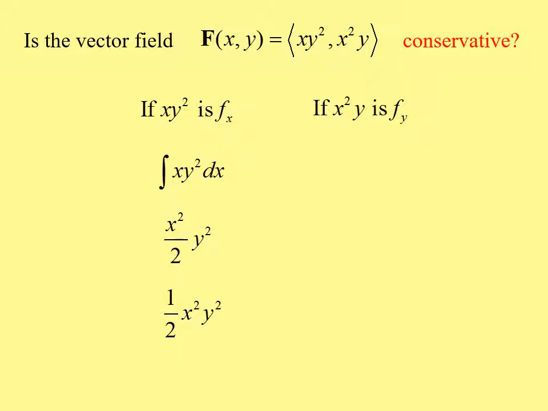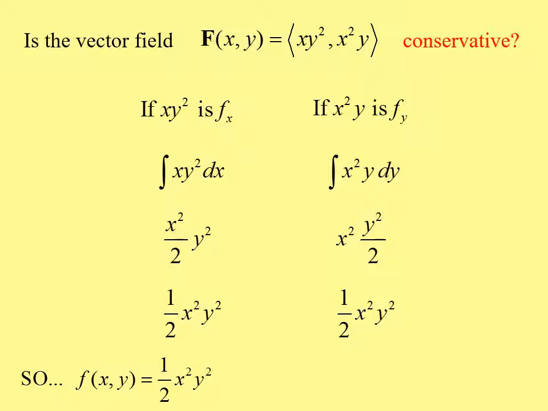If we integrate the second component with respect to y, we can recover the function in y. The partial with respect to y was x squared y, so the integral of that would be x squared y squared over 2. Since those are the same, the function that generated this vector field would be x squared y squared over 2. So that would be a conservative vector field.